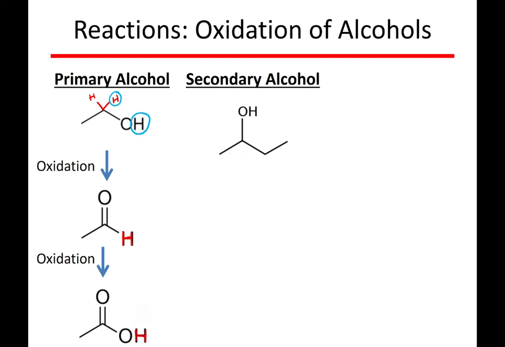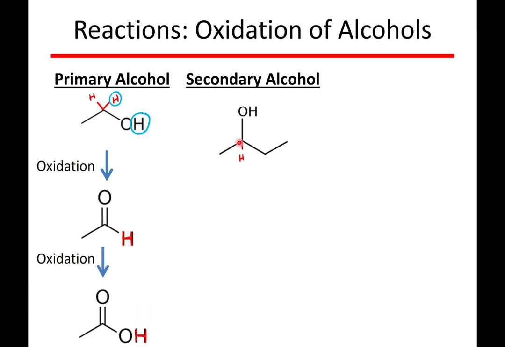Now let's talk about how you could predict the product for the oxidation of this molecule. We'll start by adding in the implied hydrogen that's on the carbon atom attached to the OH group. In this case, there's only one hydrogen atom attached to this carbon, right?